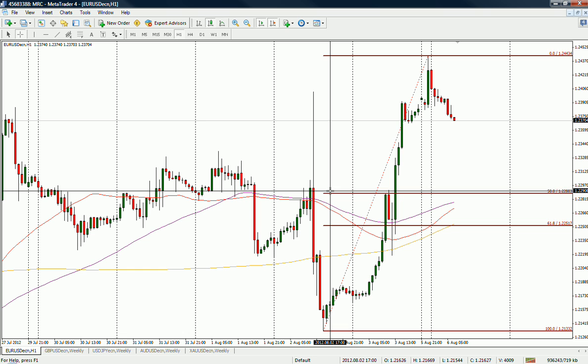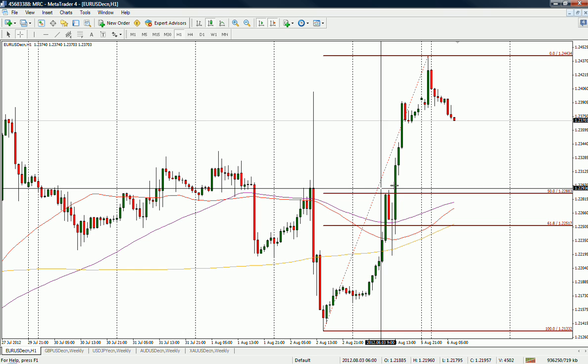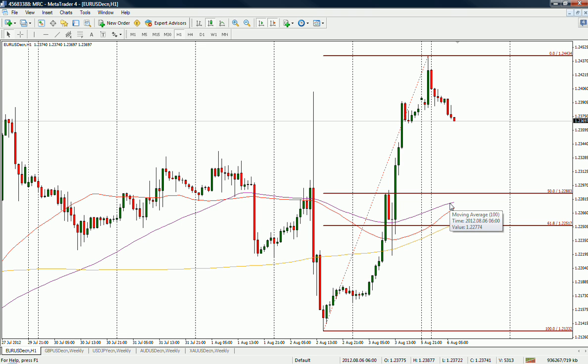So if we came down to that level, then I would expect a lot of buyers coming in. Also, we remember we do have this 100-hour moving average as well, so we could get some sort of confluence there if it comes around this sort of area here. We could get a 100 bar moving average and a 50% confluence, but that's if we get a further retracement. And as you can see as we speak, we're getting some selling pressure already for the start of the week.